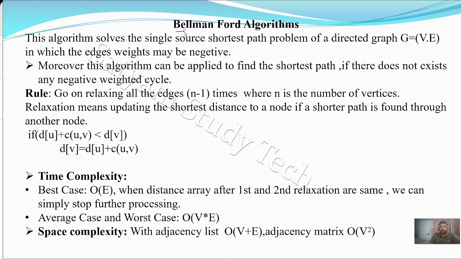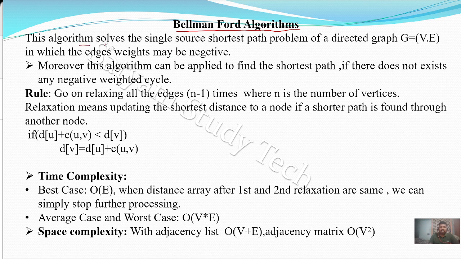Today's topic is the Bellman-Ford algorithm. If any graph consists of negative weights, you cannot apply the algorithm we discussed. In the previous video, we discussed the drawback when a graph has any edge with negative weight. Now we can solve that problem by using the Bellman-Ford algorithm, which is also a greedy method.